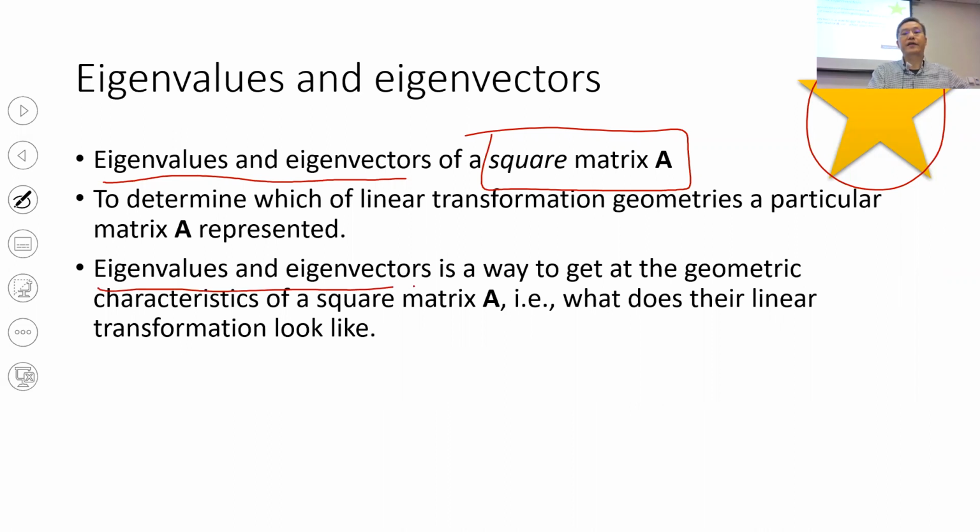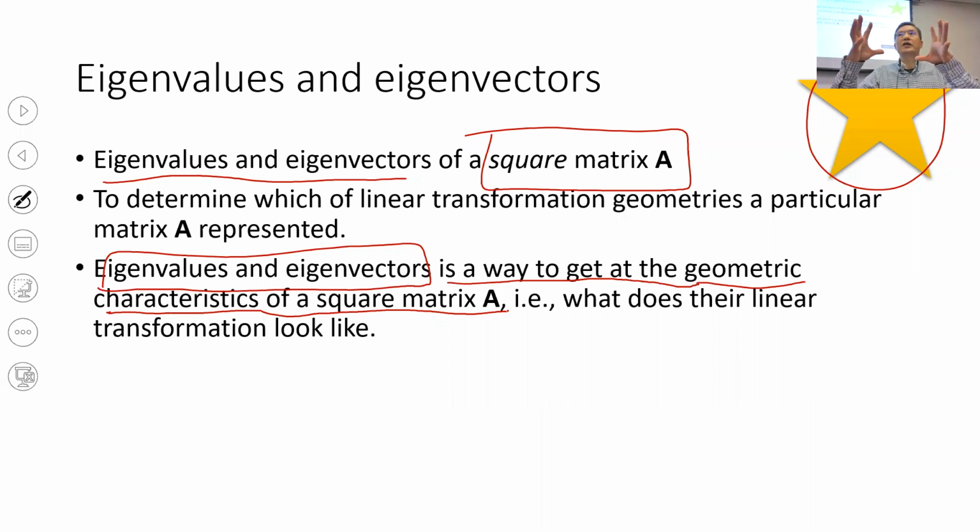Okay, so this set, eigenvalue and eigenvectors, is a way to get at the geometric characteristics of a squared matrix A. What does this linear transformation look like? So now you should have a way to think, okay, this matrix A, not only just like we did the sandwich example, not only just count a number of how many slices of the tomato, how many pieces of the bread you want to buy. But in this case, you think of a squared matrix as an operator. This operator is applied to data points in the n-dimensional space and rotates them and scales them.